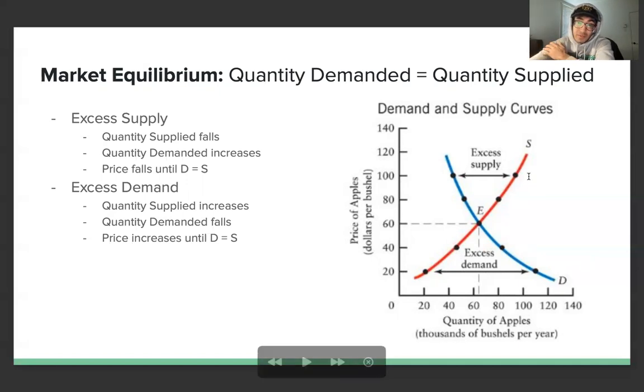And then as price falls, there's movement downward on both the curves. We move downwards on the supply curve, we move downwards on the demand curve, and we ultimately reach the equilibrium.